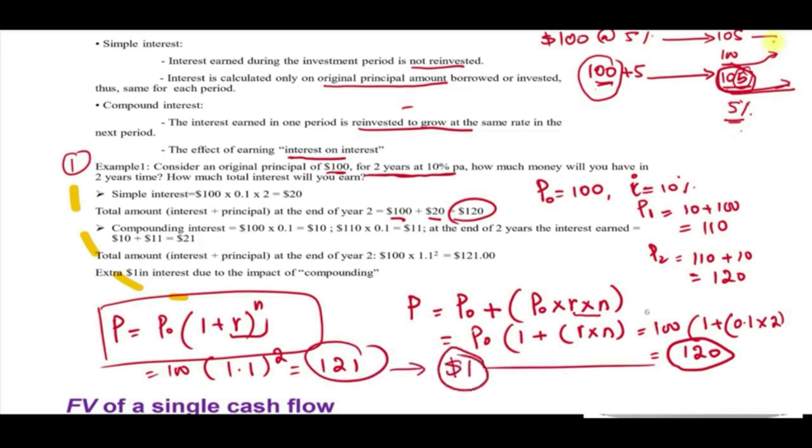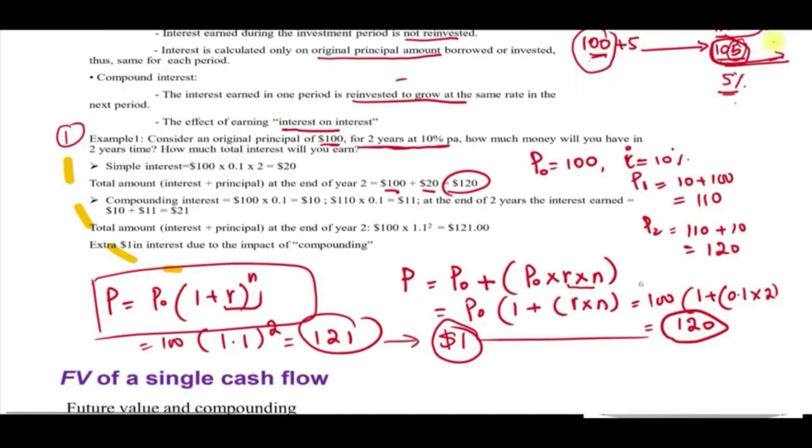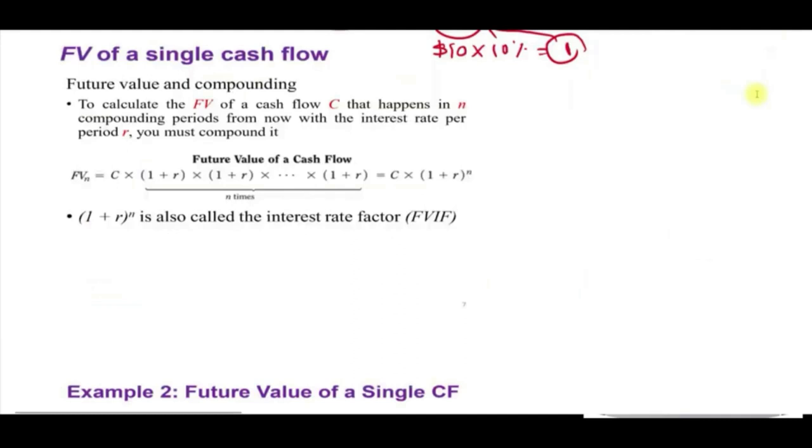This $1 you are getting is due to the compound interest rate. Because in the first period you earn $10, and then 10% on the $10, interest on interest, is equal to $1. That is the extra you are getting. So that was just the classification of interest rates, and in finance we use the compound interest rate, not the simple interest rate. This is used for compounding and discounting. Compounding means future value, discounting means present value.